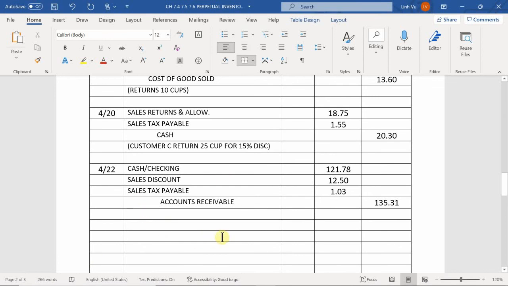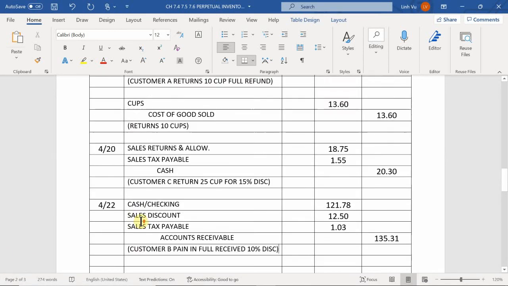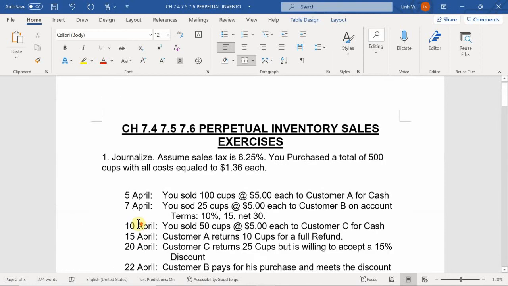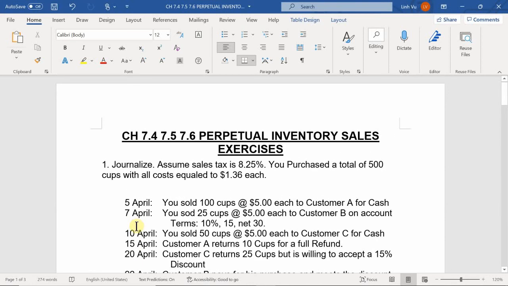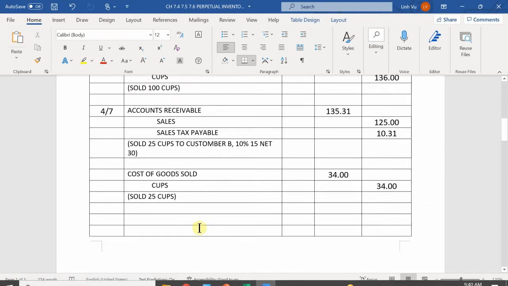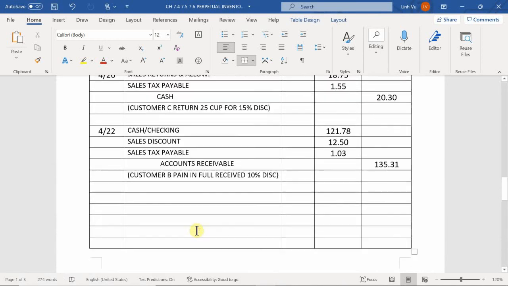All right, so then we're going to say customer B paid in full, received 10% discount. Okay, and that is it. Any questions in regards to chapter 7.4 through 7.6? No. Okay. I am a little confused. Okay, go ahead.